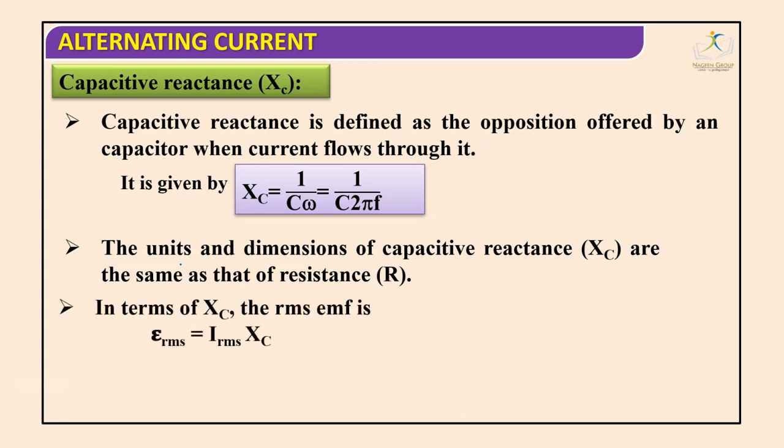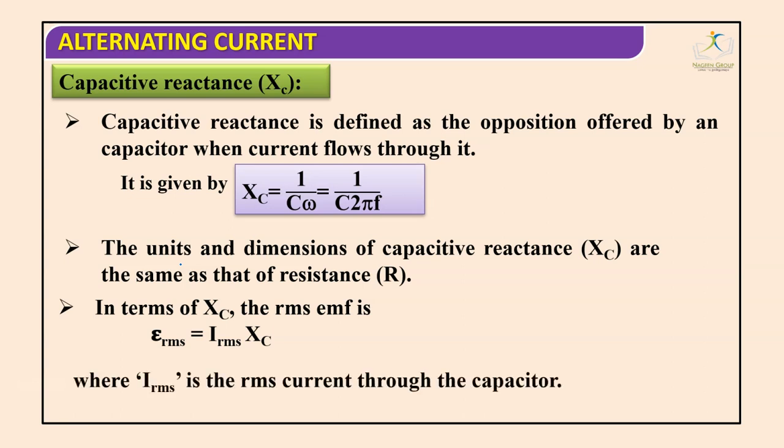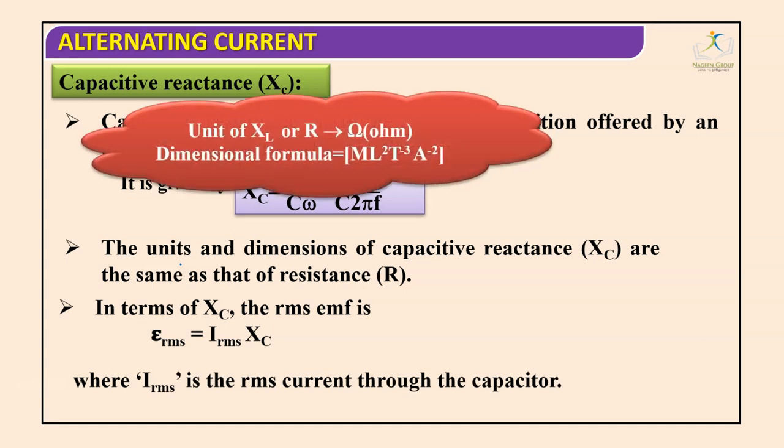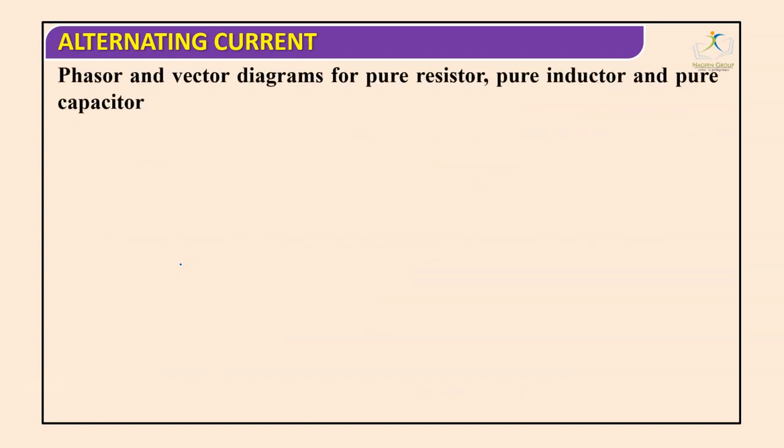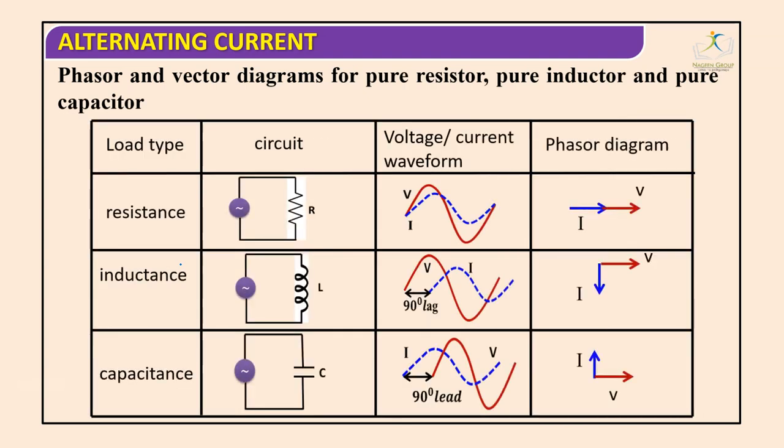In terms of Xc, the RMS EMF is E RMS = I RMS into Xc, where I RMS is the root mean square value of the current through a capacitor. The unit of XL or Xc or R is the ohm, and the dimensional formula is M L squared T to the power minus 3 A to the power minus 2. The phasor and vector diagram for a pure resistor, a pure inductor and a pure capacitor is a summary of that.